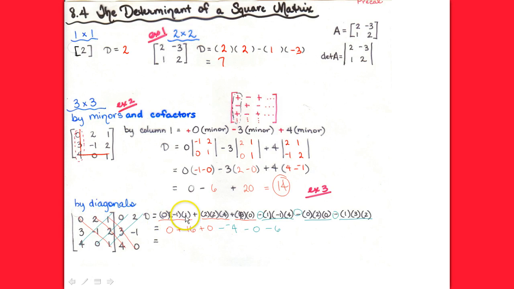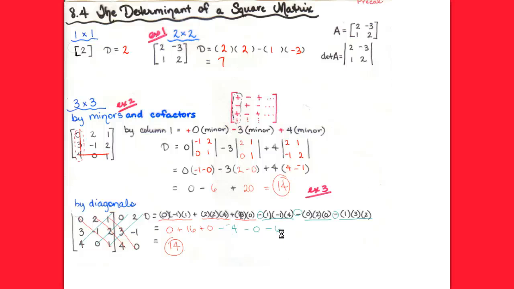So 0 times -1 times 1 is 0. 2 times 2 times 4 is 16. 1 times 3 times 0 is 0. 4 times -1 times 1 is -4, so it's going to be minus a -4. Minus 0, because this had a 0 in it. Minus 1 times 3 times 2 is 6. So if I combine those, I get the exact same 14 that I got a second ago. So you can do minors and cofactors or diagonals for a 3 by 3.